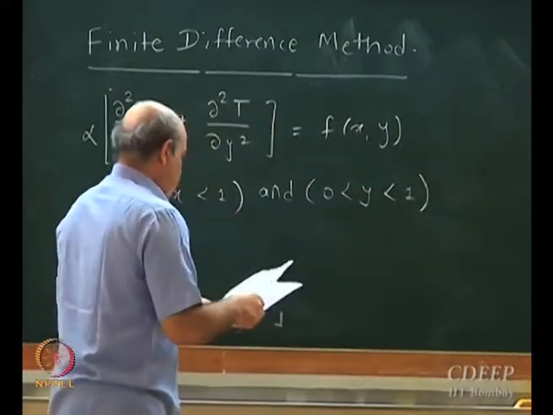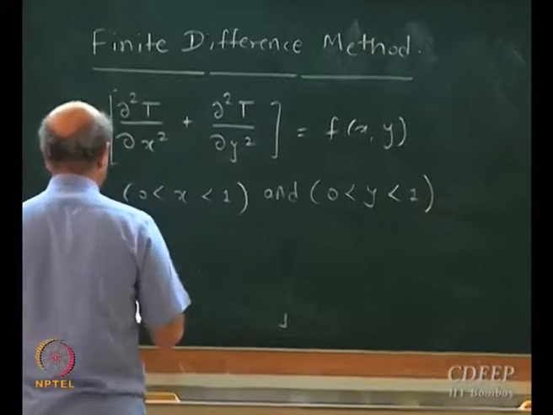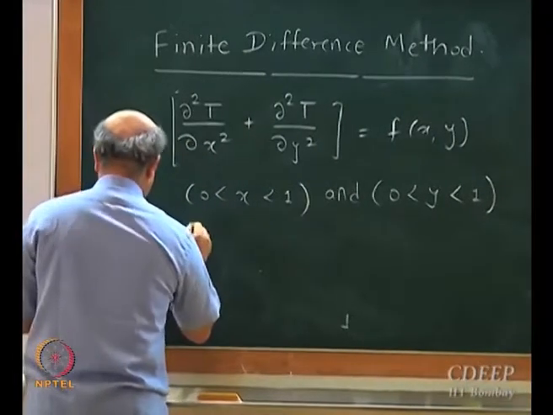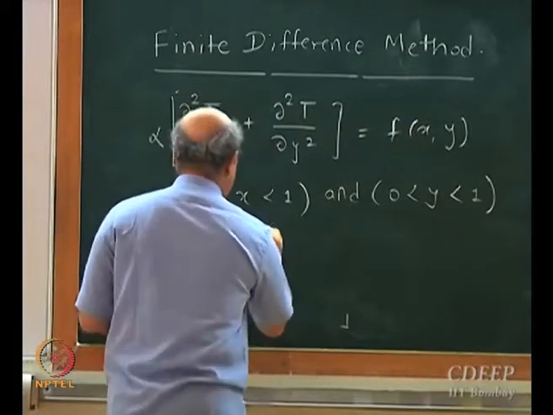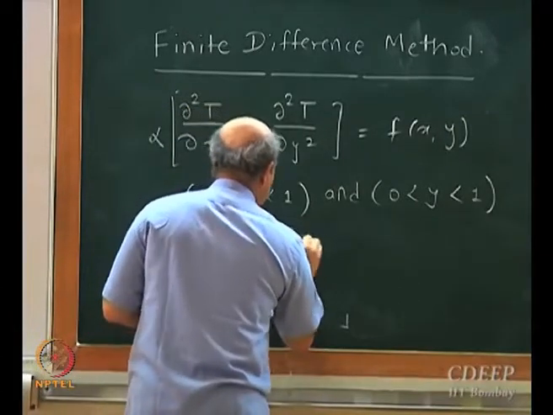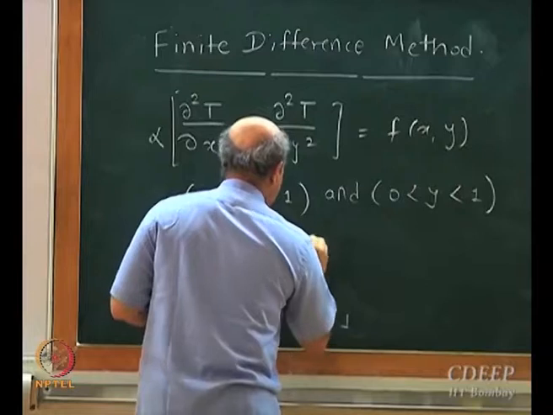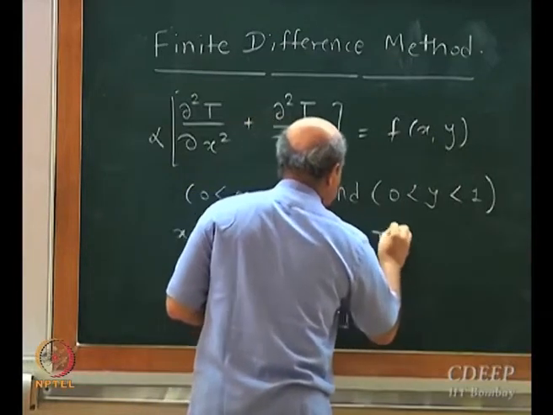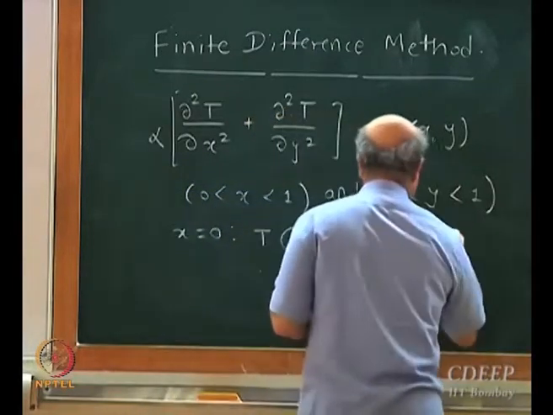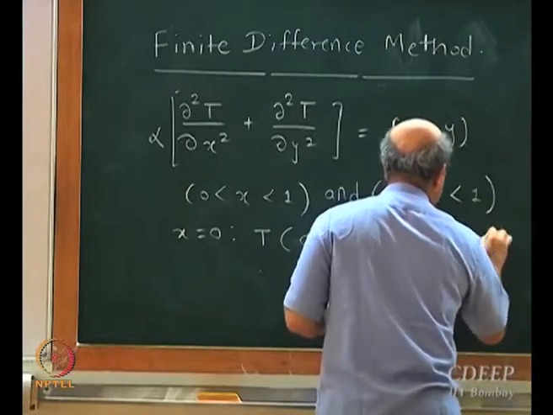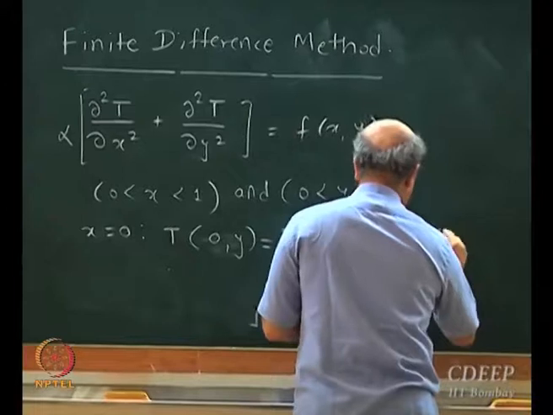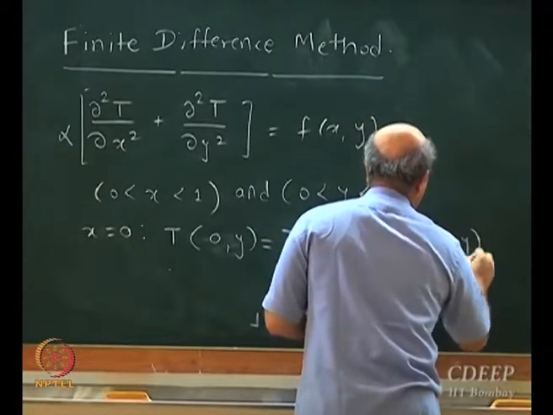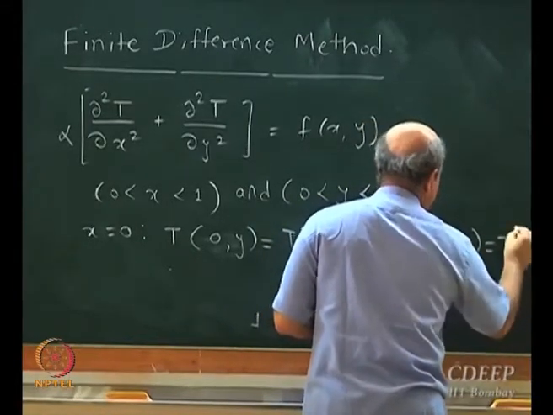So here we had these boundary conditions at x equal to 0. We have the condition that T(0, y) is equal to T star. Then at x equal to 1 we have this condition, T(1, y) is equal to T star.